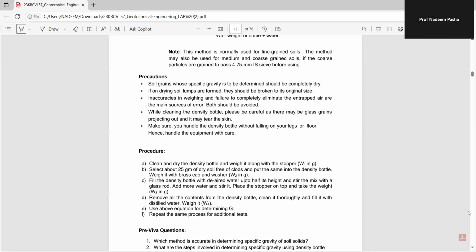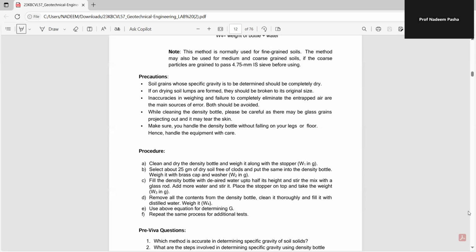Clean and dry the density bottle and weigh it along with the stopper. There, you weigh, clean and dry the pycnometer and weigh it with the cap, but here a stopper is there. So the first step is to clean and dry the density bottle and weigh it along with the stopper. That will be W1 in gram.